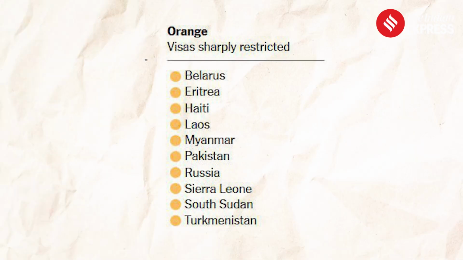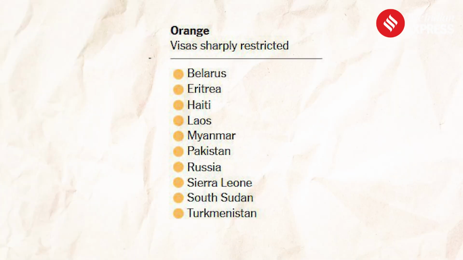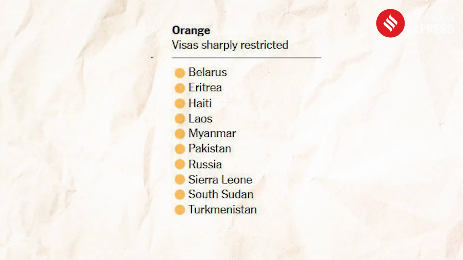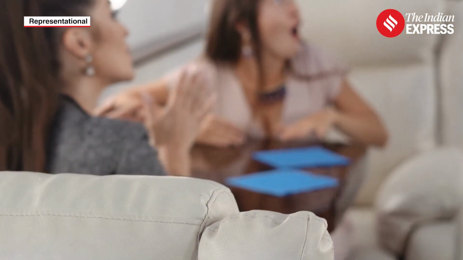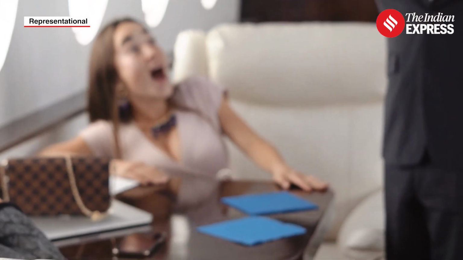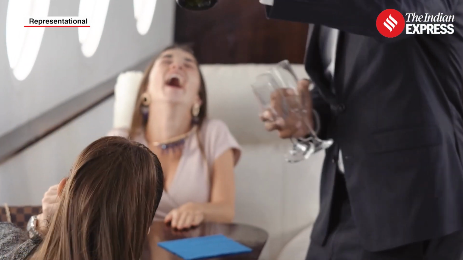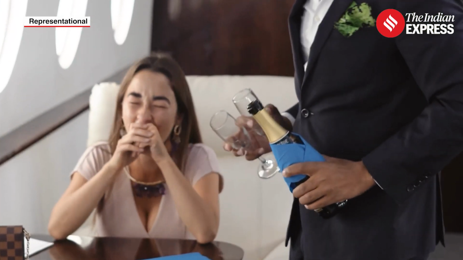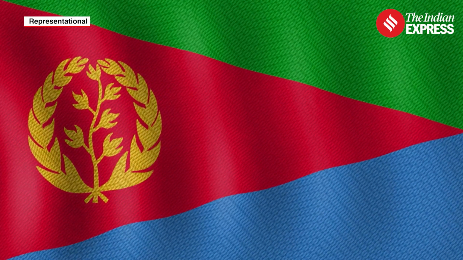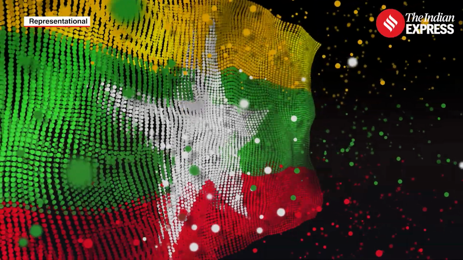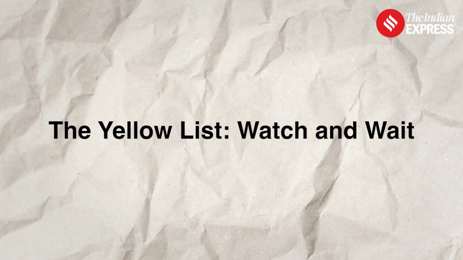Now, moving on to the orange list, it doesn't impose a full travel ban but does significantly limit access. While wealthy business travelers might still be allowed to enter, immigrant or tourist visas won't be issued, and citizens will face mandatory in-person interviews before entering the United States. Countries on this list include Belarus, Eritrea, Haiti, Myanmar, Russia, Pakistan, and South Sudan.